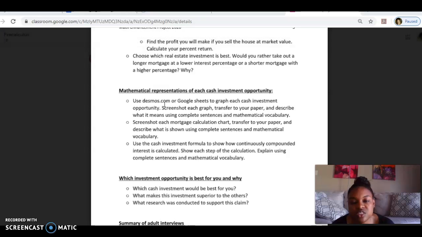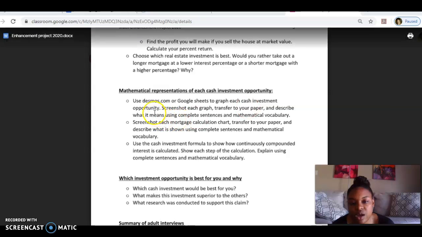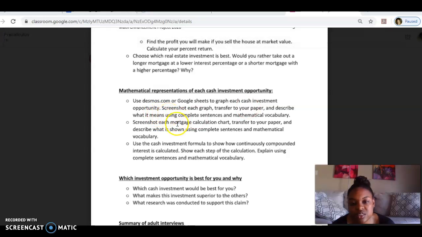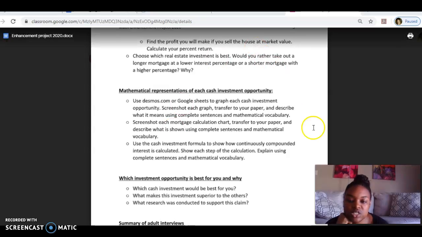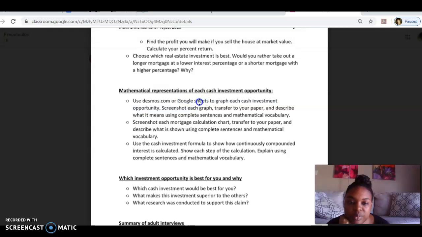in the mathematical representation section, you're going to be either using Desmos or Google Sheets to graph your cash investment opportunities and insert that material into your document. And then you're going to screenshot the mortgage calculator if you're doing real estate and put that in your paper with some mathematical representations for that as well. And then lastly, you're going to use the cash investment formula to show how interest is calculated and show each step of the calculation.